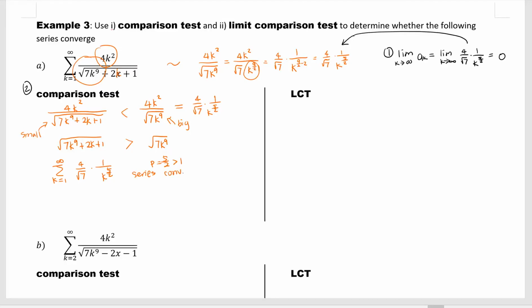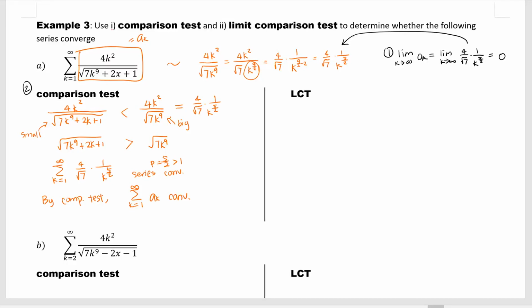Okay, now we have the big guy converges. What can you say about the small guy? So by comparison test, the small guy, which is our series, if you don't want to copy the whole series, you can call this guy a sub k at the beginning. Then we say a sub k also converges.